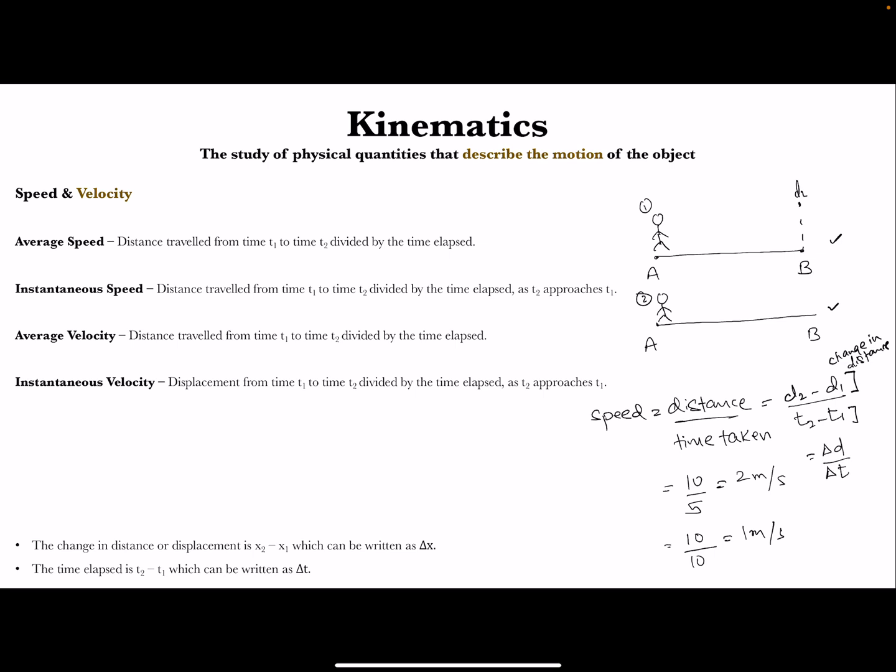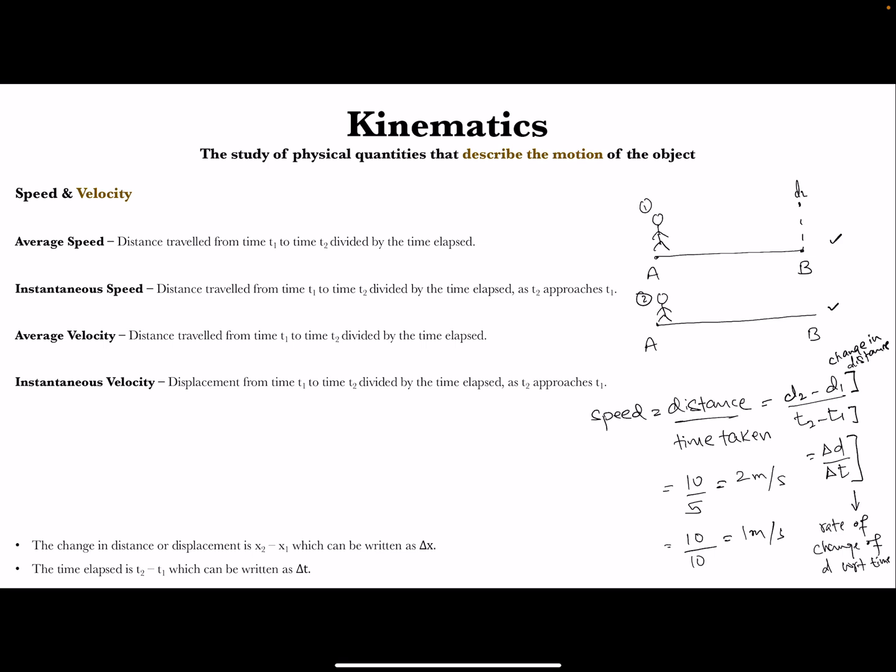All right, the change in distance divided by change in time. Well, this whole thing can also be thought of as the rate of change of d with respect to time, right? So d in this case is distance. Okay, so this is how we measure speed. Speed tells us how quickly you're covering some distance.